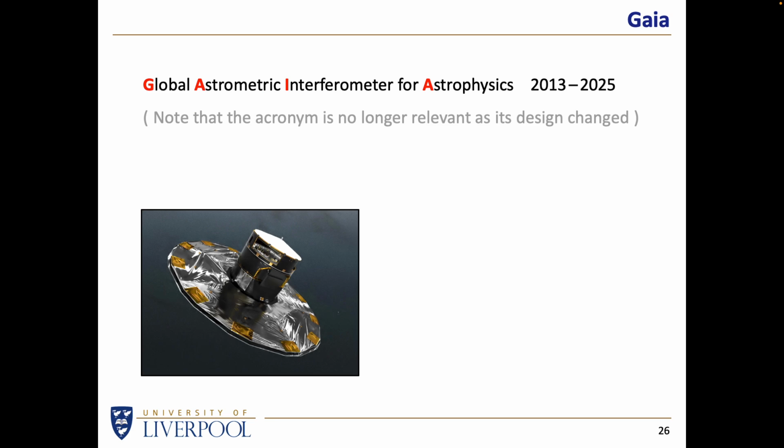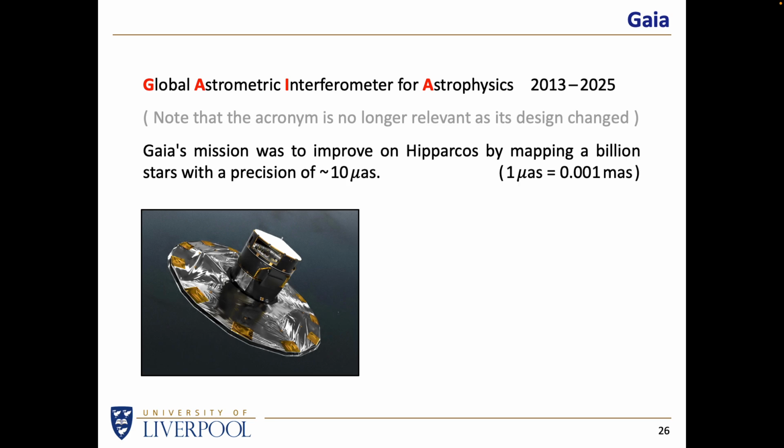And Gaia was nominally active between the mid-teens and the mid-20s. So Gaia's mission was to improve on Hipparcos. Hipparcos did a good job, but it only dealt with 100,000 stars. The idea is Gaia is going to deal with 1 billion stars, eventually 2 billion stars, and the precision was going to be nominally 100 times better. Instead of 1 milli-arcsecond, we're now talking about 10 micro-arcseconds.